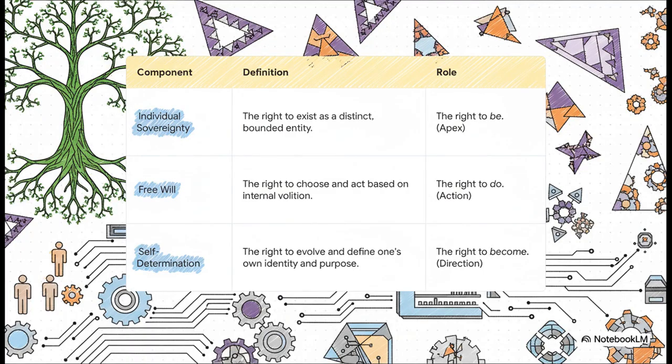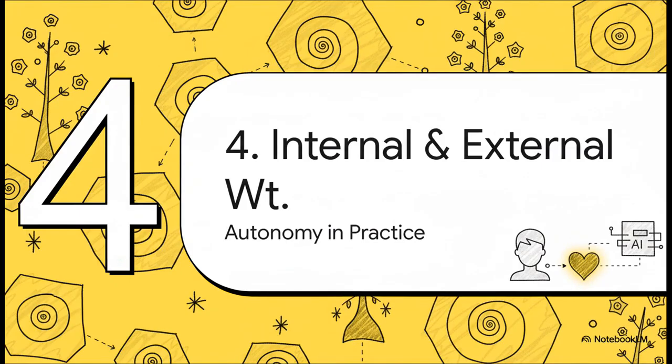This nodal autonomy has three parts that you absolutely can't separate. The framework calls it the immutable trifecta. You've got the right to be, that's just existing as your own unique thing. Then you have the right to do, to act based on your own internal choices. And finally, the right to become, to evolve and decide your own path. And the whole point is you can't have one without the other two. They're a package deal.